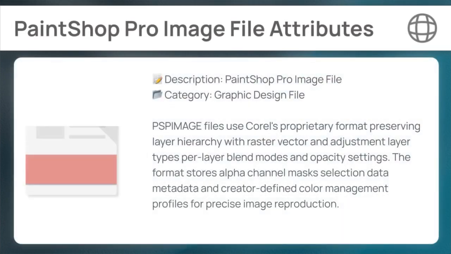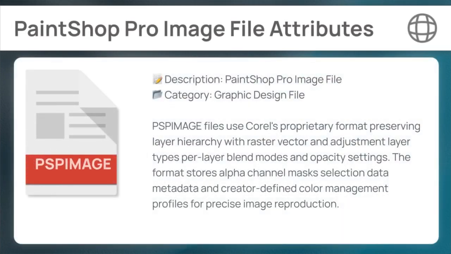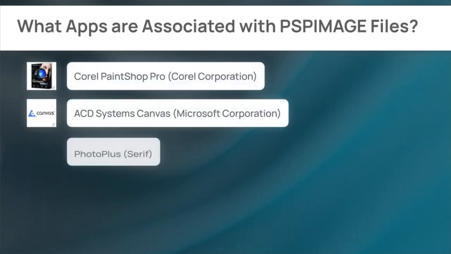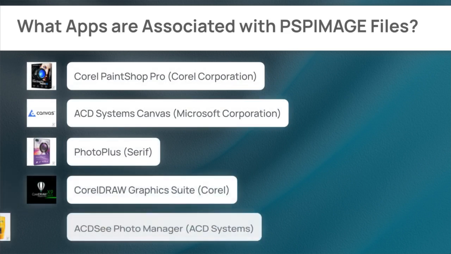PSPIMAGE files use Corel's proprietary format, preserving layer hierarchy with raster, vector, and adjustment layer types, per-layer blend modes, and opacity settings. The format stores alpha channel masks, selection data, metadata, and creator-defined color management profiles for precise image reproduction. The developer of Corel PaintShop Pro, Corel Corporation, created the original specifications for PSPIMAGE.